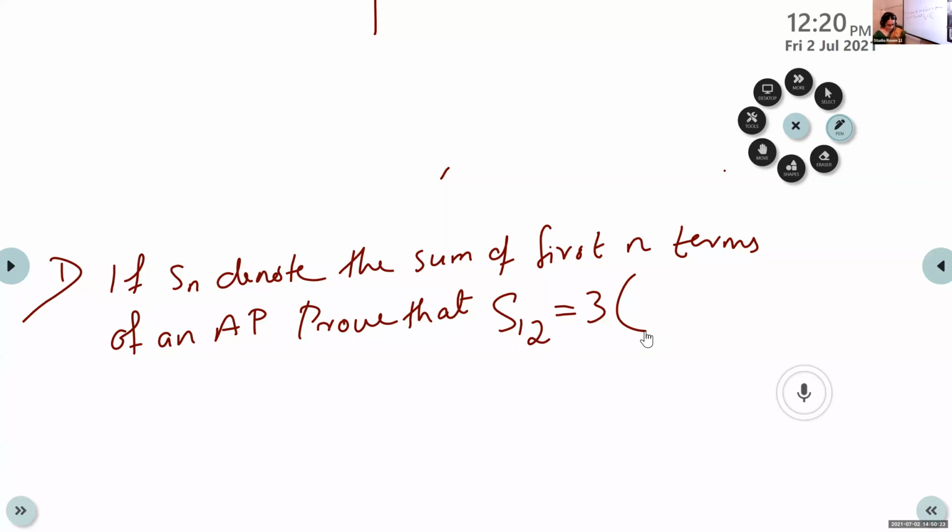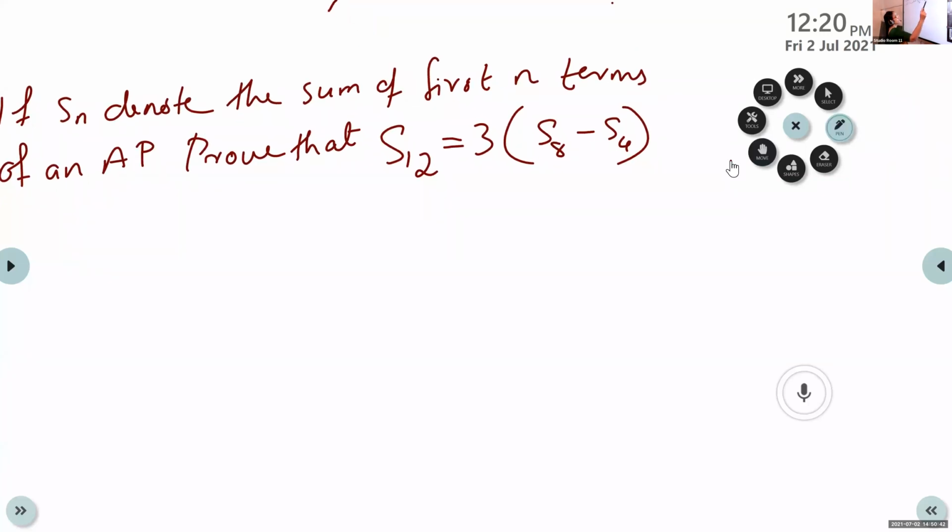S12 equal to 3 into S8 minus S4. Sn denotes the sum of the first n terms of an AP. Prove that S12 equal to 3 into S8 minus S4. We just substitute the formula. We know that Sn, what is the formula for Sn? All of you write: n by 2 into 2a plus n minus 1 into d.